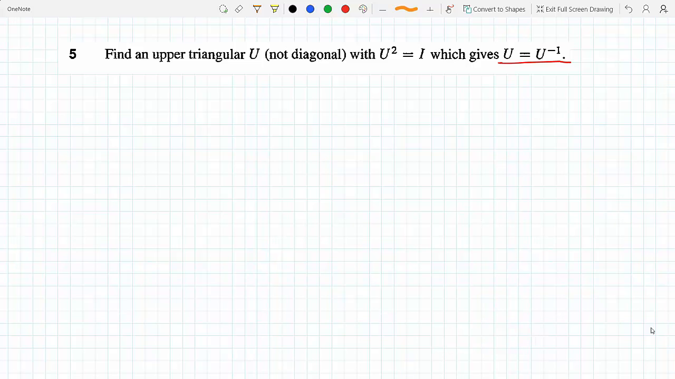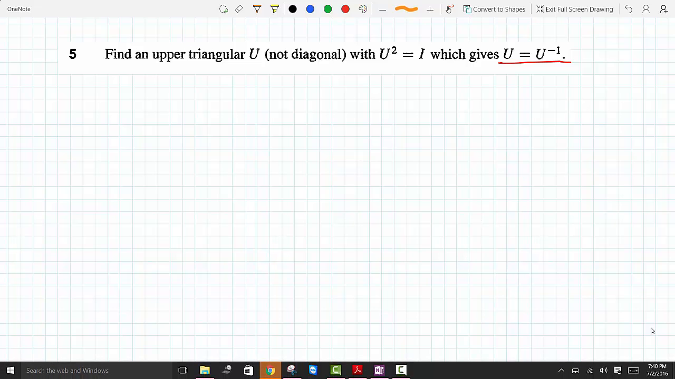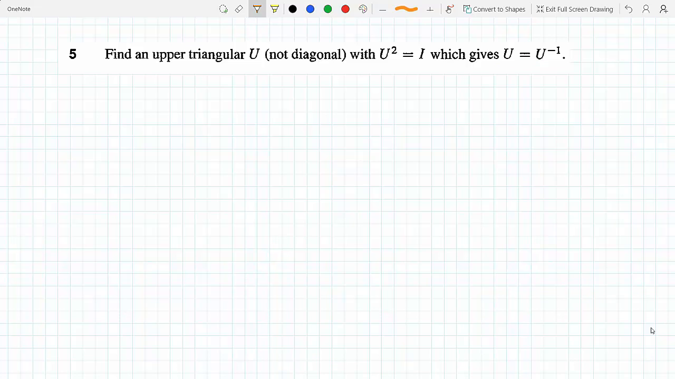Find an upper triangular U, not diagonal, with U squared equal to 1, which gives U equal U inverse. Okay, so I have to find U.